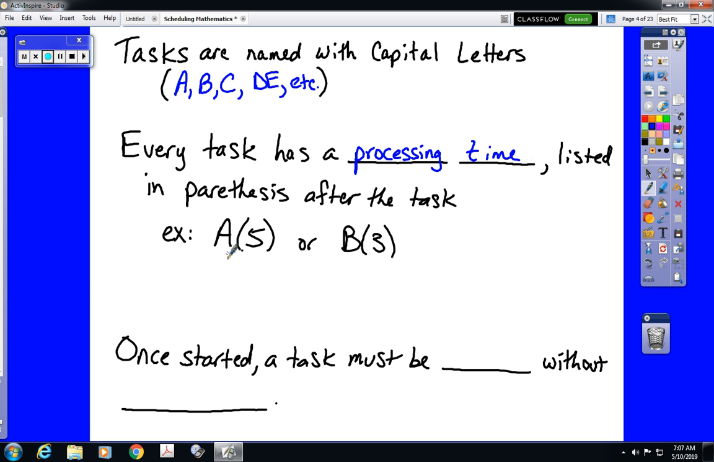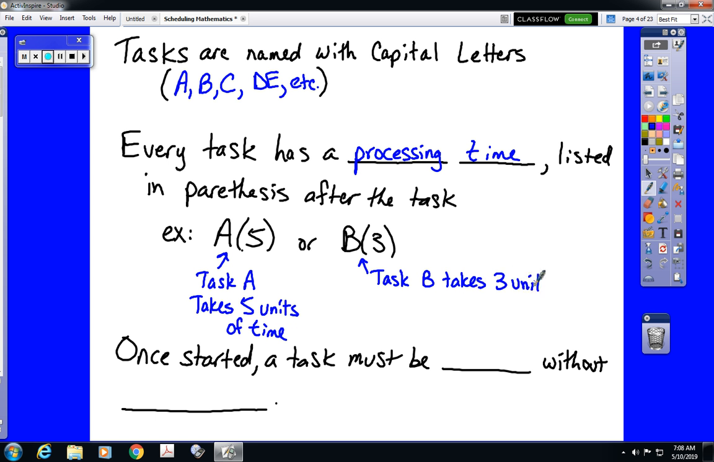So this notation says that task A takes 5 units of time. And in theory, it doesn't matter what that unit of time is. It could be minutes, could be hours. Heck, we could be talking about computer processors, and it could be seconds. It doesn't technically matter. So this would say task B takes 3 units of time.